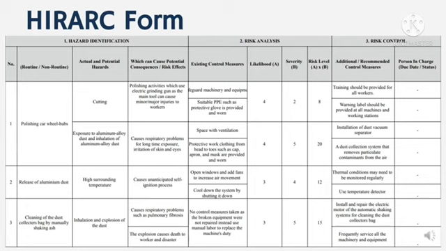The second work activity is the release of aluminum dust. The hazard is high surrounding temperature. The risk effect is it can cause unanticipated self-ignition process. The existing control measure is open windows and add fans to increase air movement, and also cool down the system by shutting it down. The likelihood of this hazard is 3 and severity is 4. The risk level is 12. The recommended control measure for this hazard is thermal condition may need to be monitored regularly and use temperature detector.